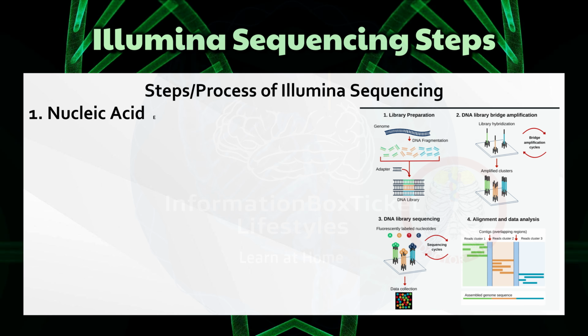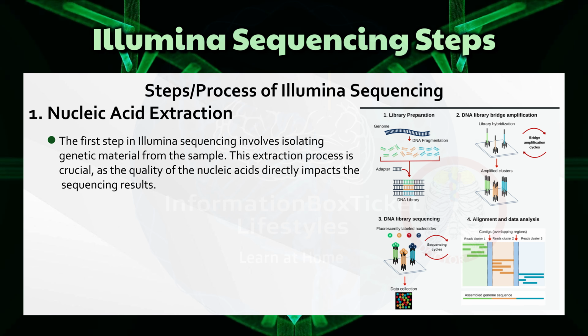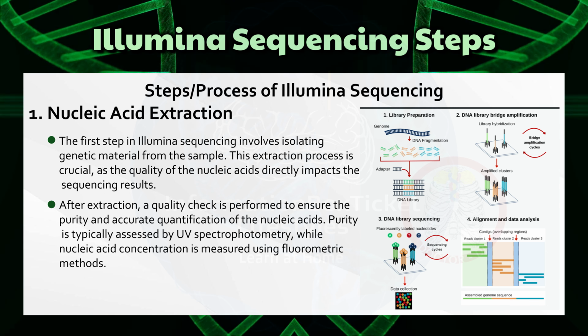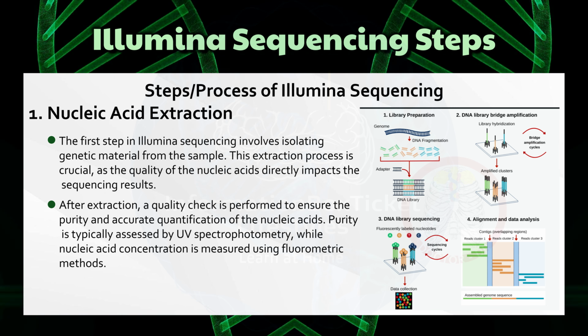First, nucleic acid extraction. The first step in Illumina sequencing involves isolating genetic material from the sample. This extraction process is crucial as the quality of the nucleic acids directly impacts the sequencing results. After extraction, a quality check is performed to ensure the purity and accurate quantification of the nucleic acids. Purity is typically assessed by UV spectrophotometry, while nucleic acid concentration is measured using fluorometric methods.